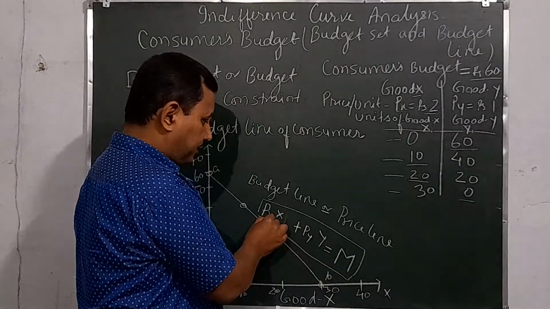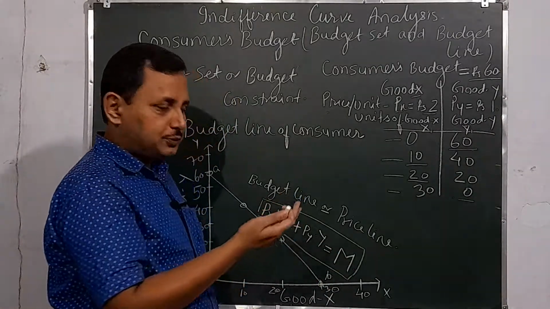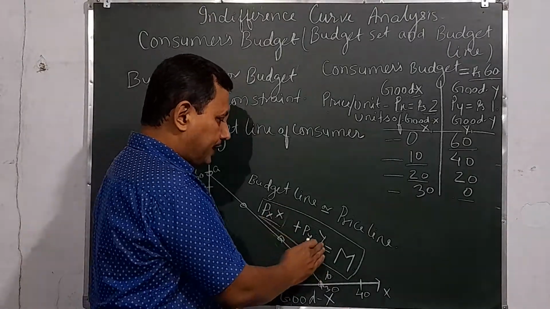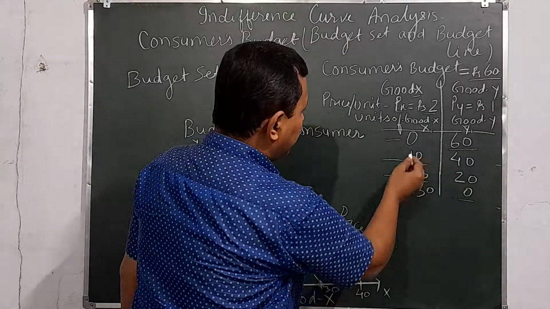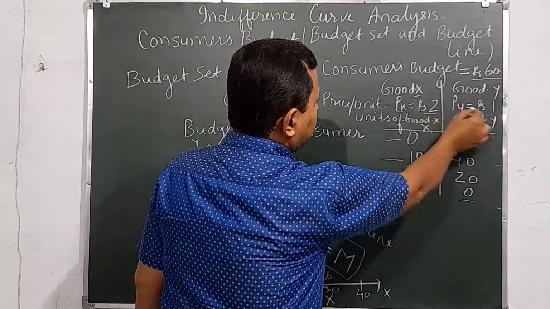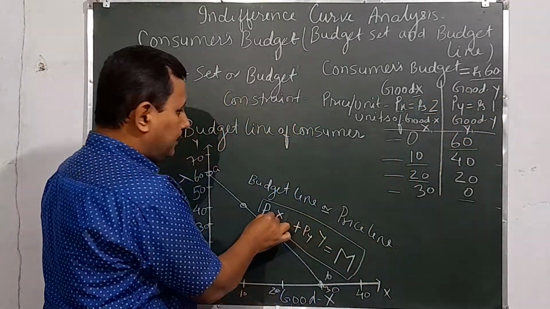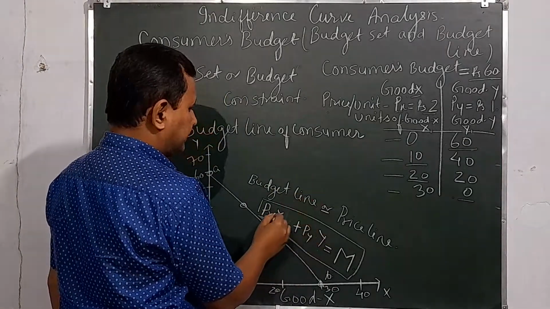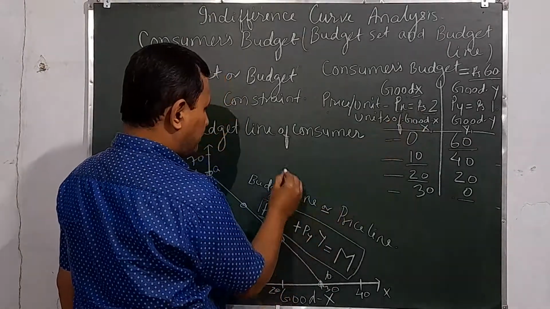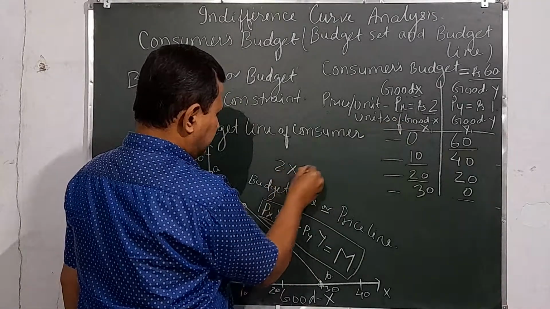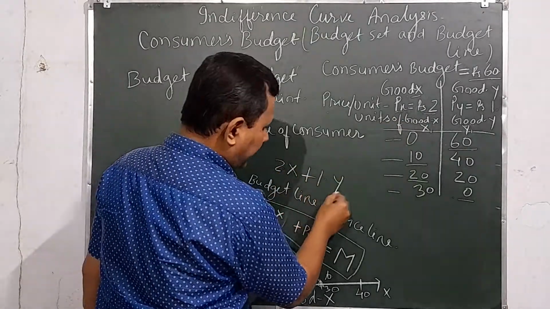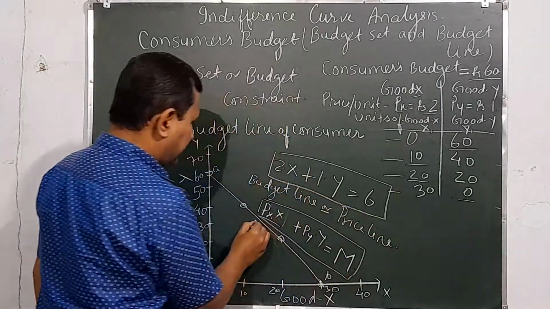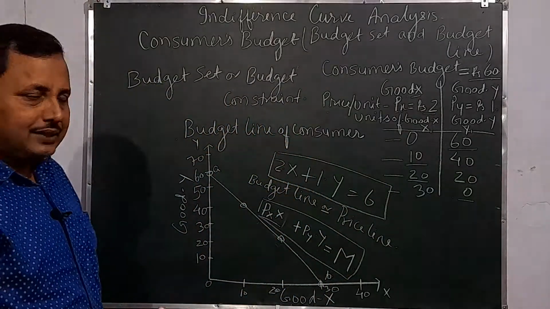Px x plus Py y equals m, where Px is the per unit price of good x, x is the units of good x purchased, Py is the per unit price of good y, and y is the quantity. Similarly, if the price of good x and the price of good y are given, we can put these prices in this equation. Here Px is given equal to 2, so 2 into x plus 1 into y equals 60.